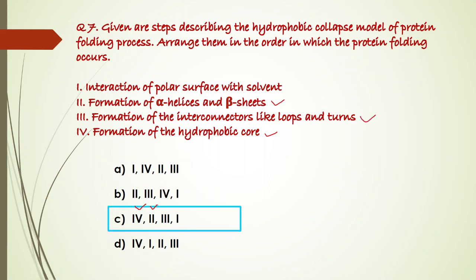So after 4 and 2, the next step is 3. And the last step is the polar residues remaining on the surface of the folded protein to give it stability so that it can interact with the solvent molecules. They interact with the polar solvent, which in our body we can think of as water. So they are interacting with water and giving it the necessary stability. So this is the correct order for the hydrophobic collapse model. Okay, hoping this is clear.